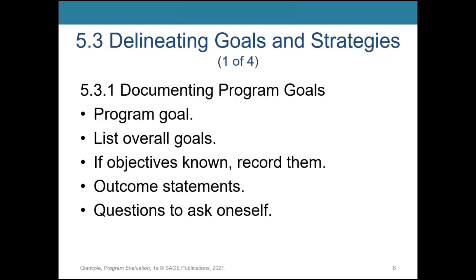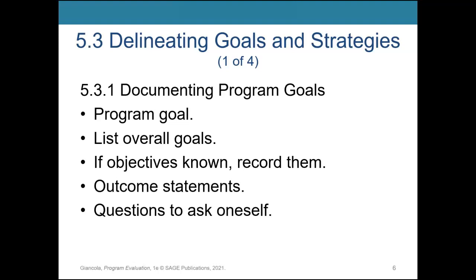You do want to document the program goals. A program goal is a general statement of what a program intends to accomplish, its desired results. You want to list overall goals. If you know the objectives, record them, but at this point of the process, that's not a requirement or necessary. Program planning, broad, long-term goal statements are sufficient. A program may have one or two goals. It might have many goals. An objective is underneath a goal. It's a thing you're trying to specifically accomplish within your goal.